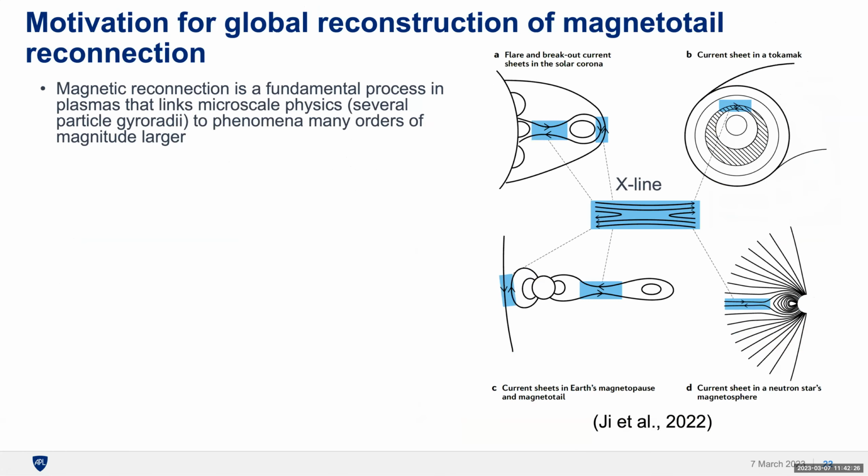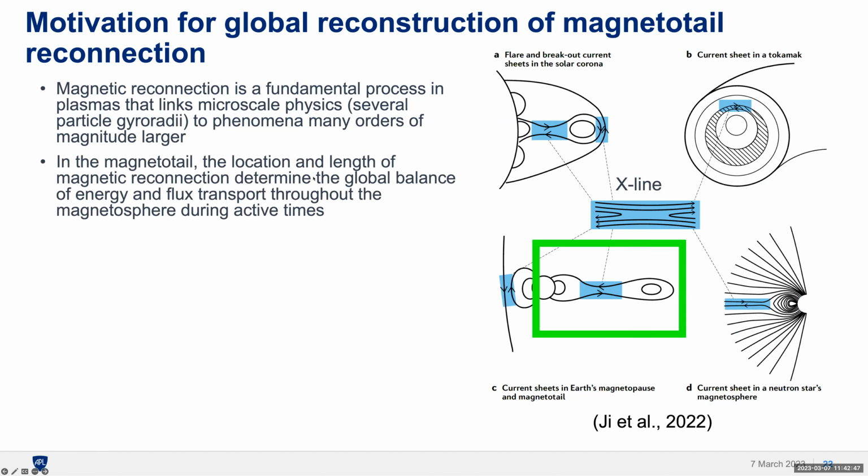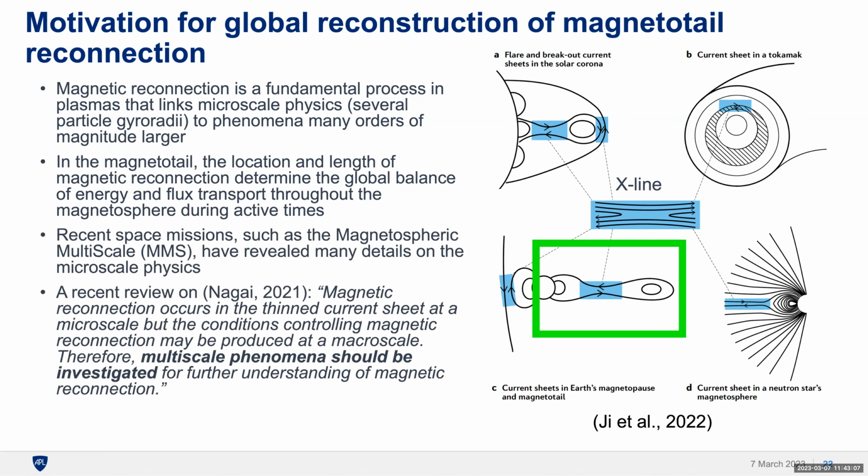Okay, so moving back on the X lines. So why do we need to resolve the global configuration of the magnetotail? We've recently launched the MMS and the THEMIS missions, and those missions did a lot to understand the micro scale physics of magnetotail reconnection. But the location and the length of the X line are kind of the global scale features. And it's the global scale morphology of the X line that really determines the energy and flux transport throughout the magnetosphere during storms and substorms.